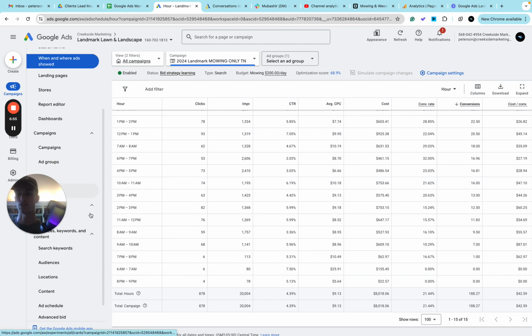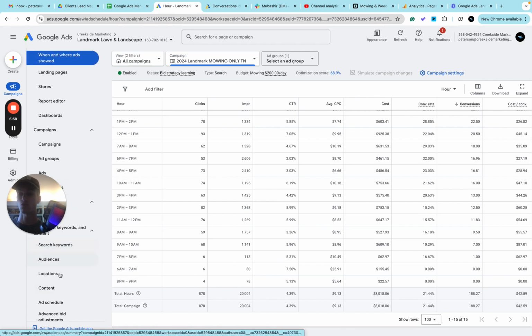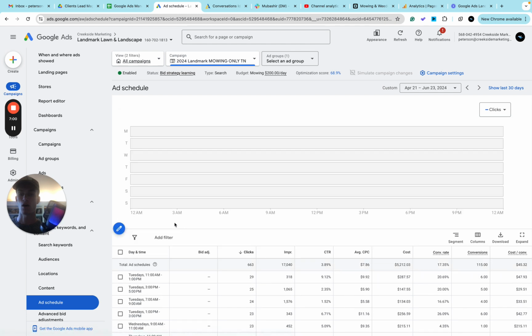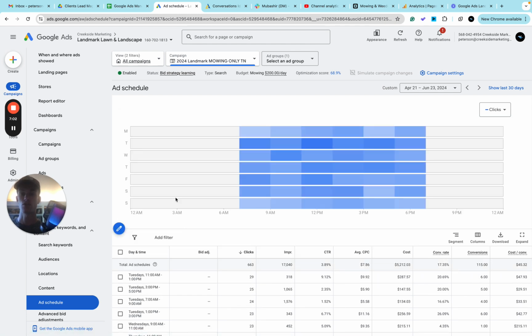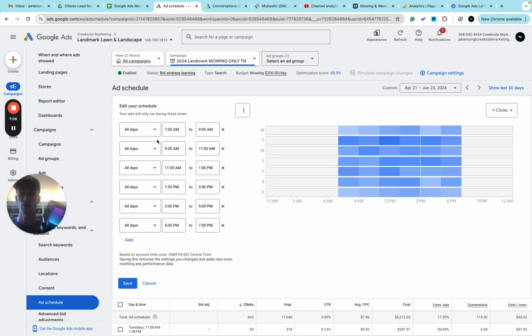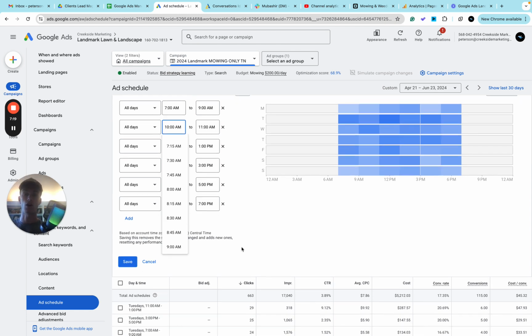So what we're going to do based on this data is remove our ad from showing from 9 a.m. to 10 a.m. So we're going to go and click edit. And basically from here, we have this in 2-hour increments. And so we're just going to make this a 1-hour increment, click save, and our ad schedule will be adjusted so that the ad no longer shows up at that high cost per conversion time.